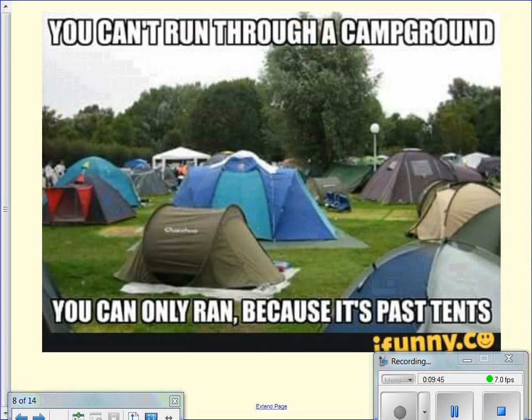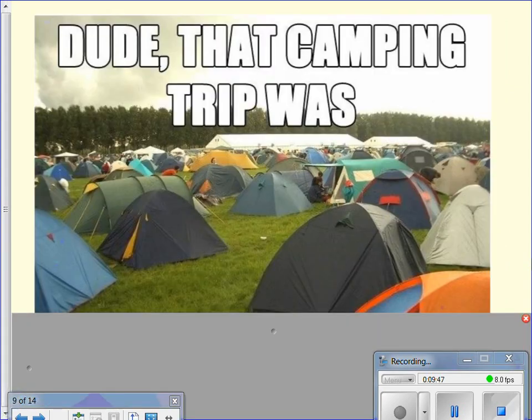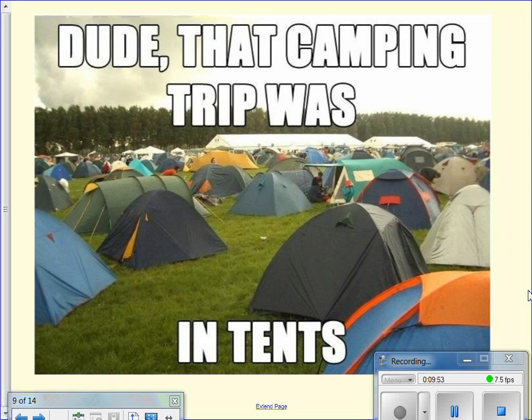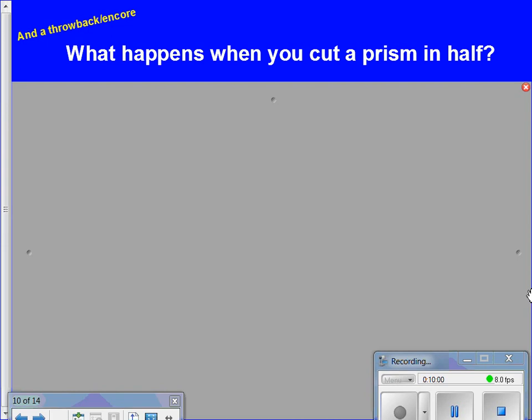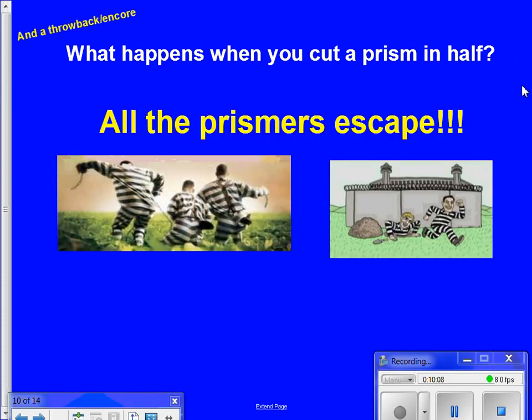Oh, so good. One more. I went on a camping trip this past weekend, and dude, that camping trip was intense. Intense? Get it? That's good. And one more throwback, you know, due to popular demand, people loved it so much. Question is, what happens when you cut a prism in half? All the prismers escape. Oh, it gets better every time I tell it. All the prismers. So good.